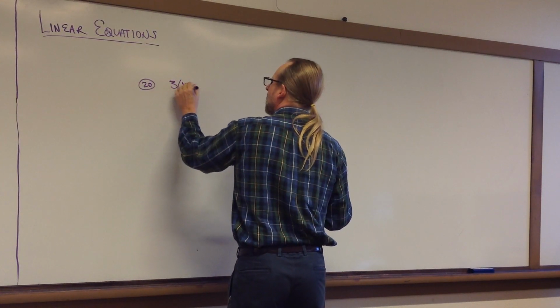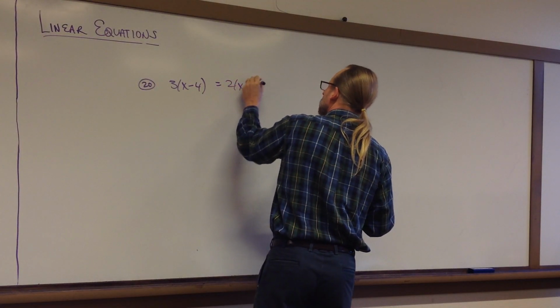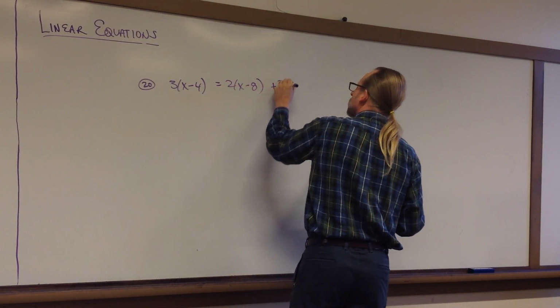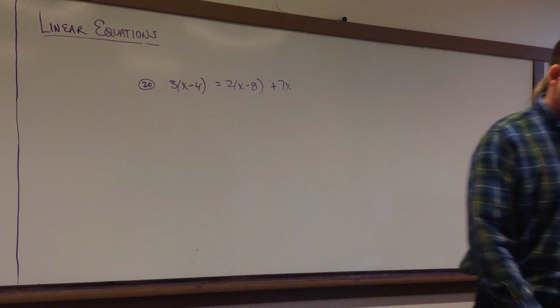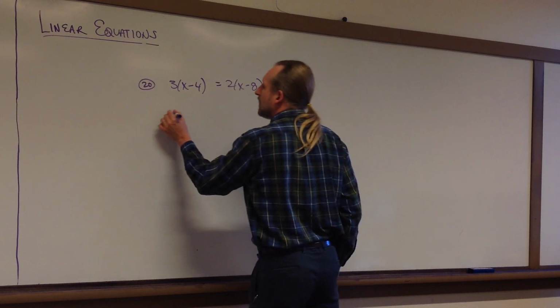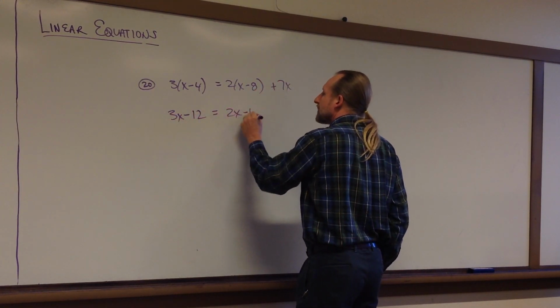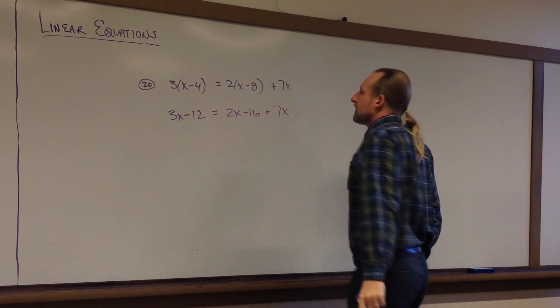Got 3 times x minus 4 equals 2 times x minus 8 plus 7x. All right, so we have to distribute here and here. So 3x minus 12 equals 2x minus 16 plus 7x.